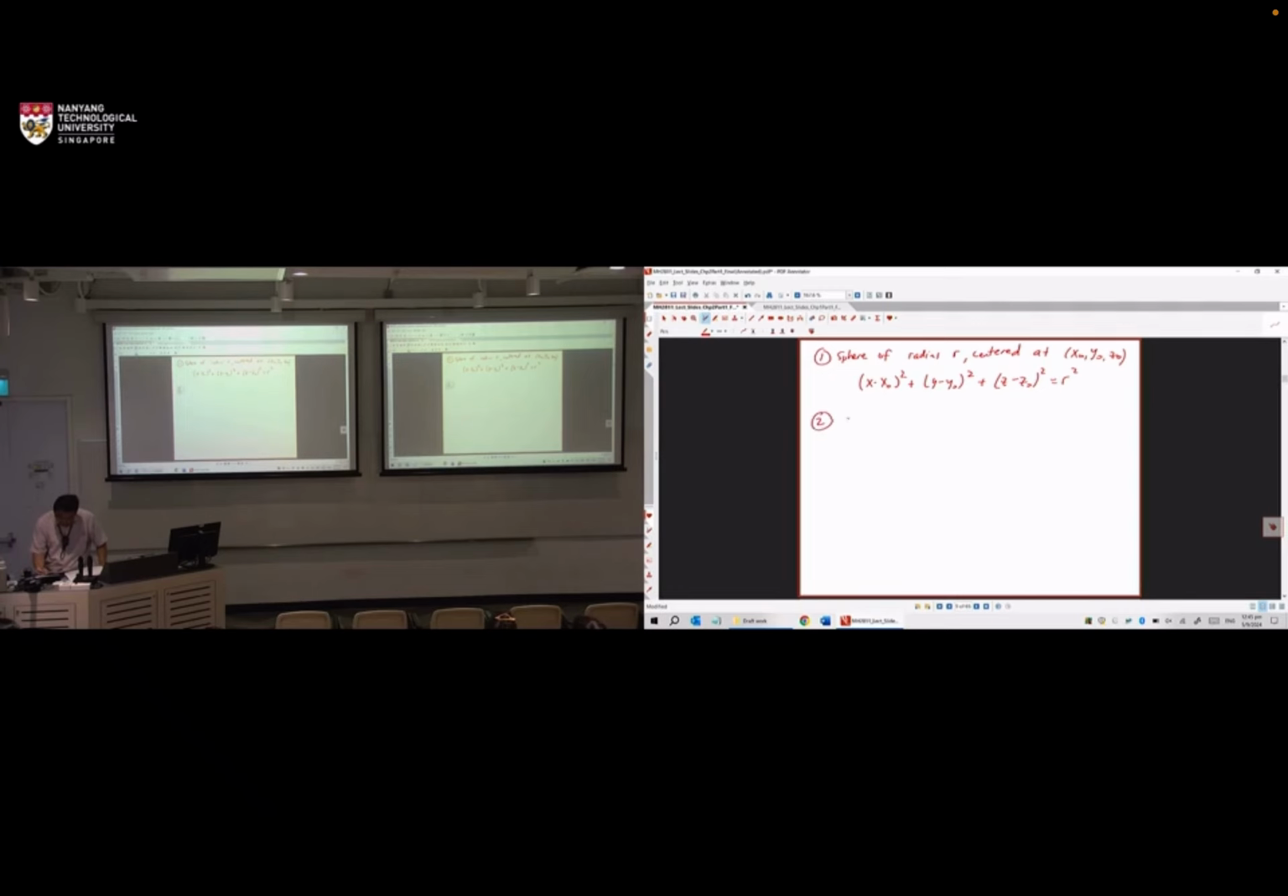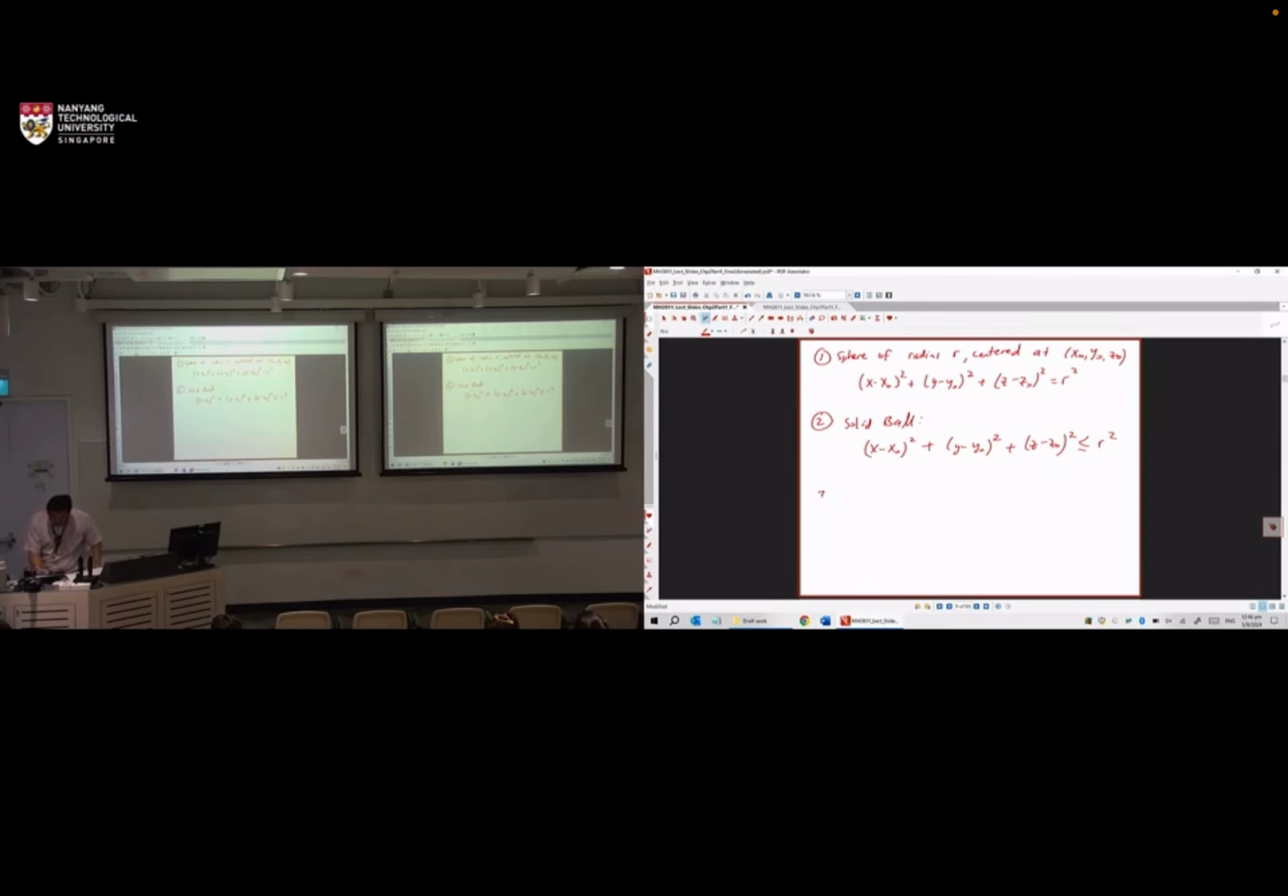Now if you want to describe a solid ball, you have x minus x naught squared plus y minus y naught squared plus z minus z naught squared, less than or equal to r squared. That means it's solid, representing everything inside. The equal to r squared is just the surface only. Less than or equal to r squared describes everything inside, so it's a solid ball.